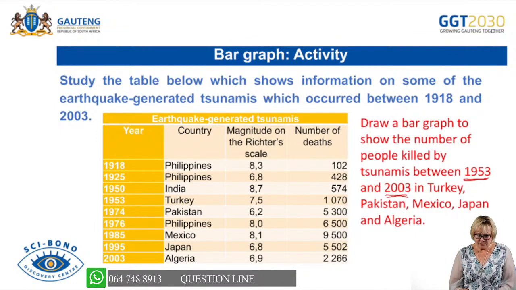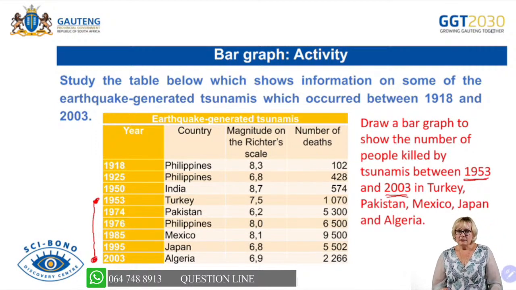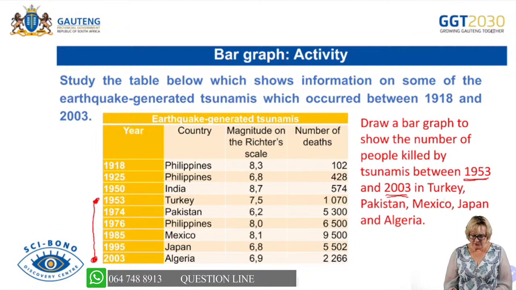From 1953, so you must start here, up to 2003. So you must draw this data. Not everything from 1918, only from 1953 to 2003. Must you draw all the countries? No. Which countries must you draw? You must only look at Turkey. Where is Turkey? So you must use that one. Pakistan, that one. Mexico, Japan, and Algeria. And that is what you must draw.